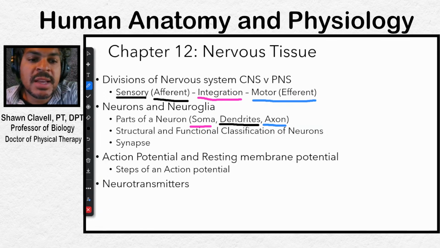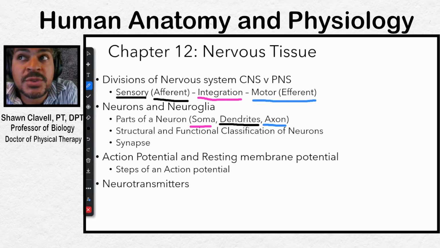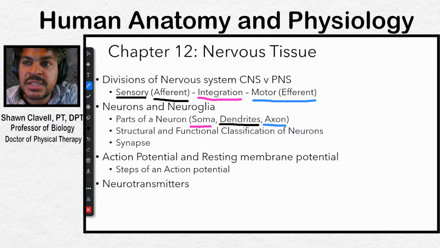The structural and functional classification of neurons, whether they are sensory, integration, or motor, or structurally they could be unipolar, bipolar, or multipolar. And then all of the structures related to the synapse, right, where two neurons meet. Finally, we talked about the concept of an action potential and resting membrane, reviewing the steps of an action potential and the situation that occurs for an action potential to be able to occur, as well as some of the most common neurotransmitters.